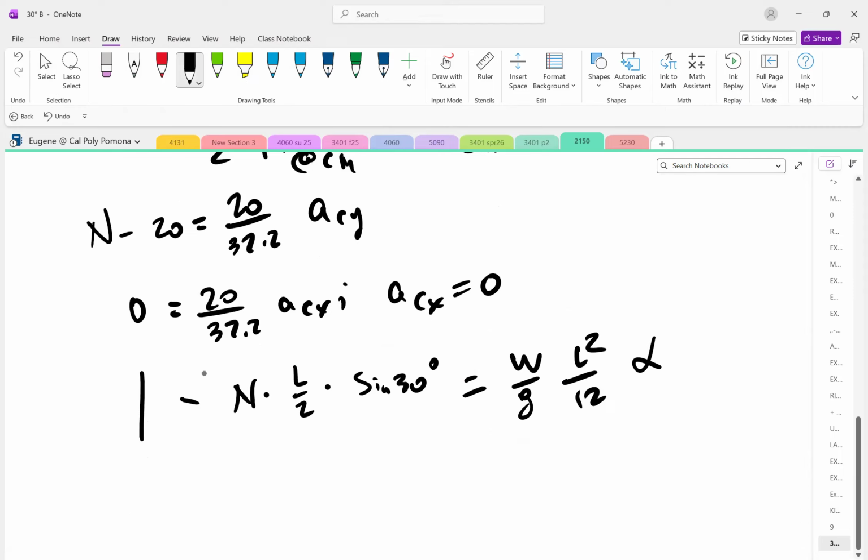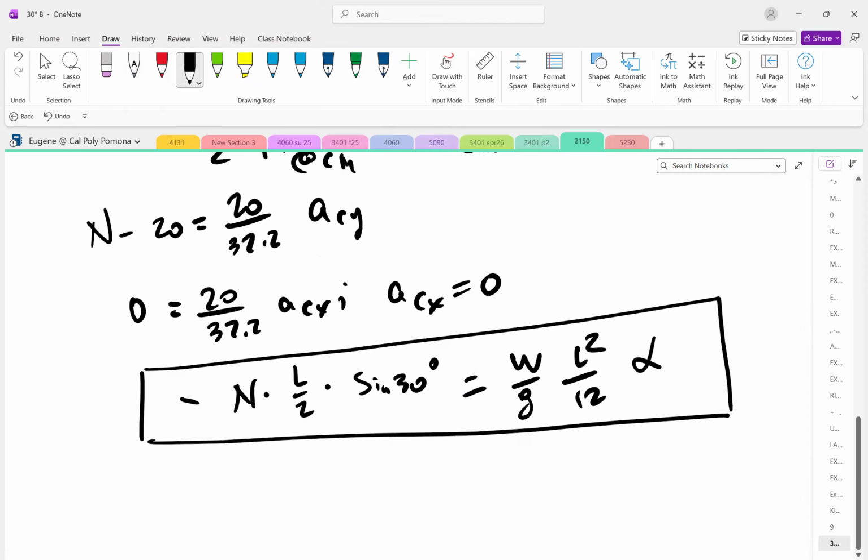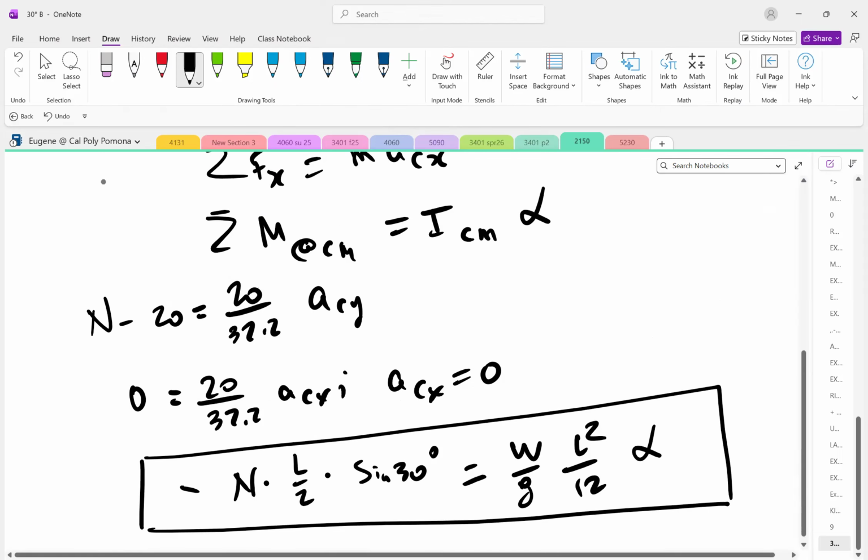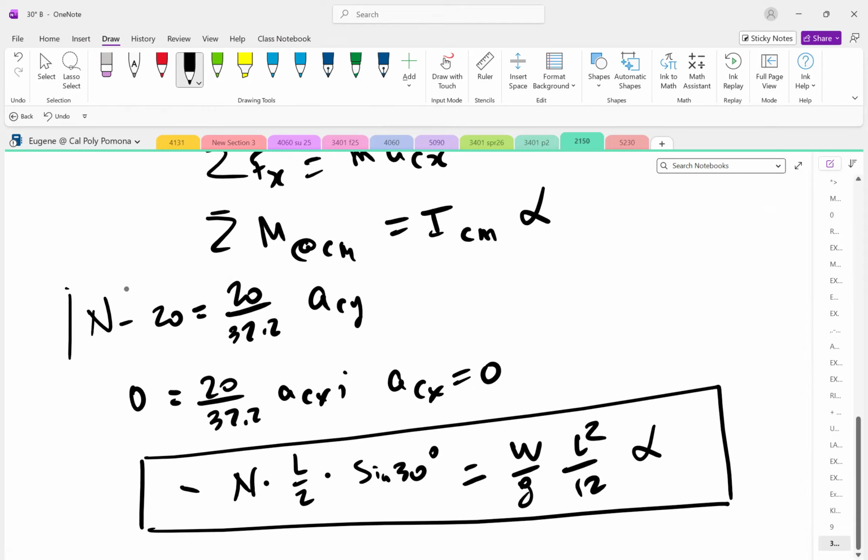So let's count our unknowns. We have the unknown alpha, the unknown N, and the unknown a_Cy. That's 3 unknowns, 2 equations. So we need one more, and that one more will be the relative acceleration business.